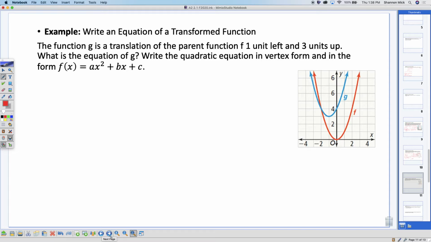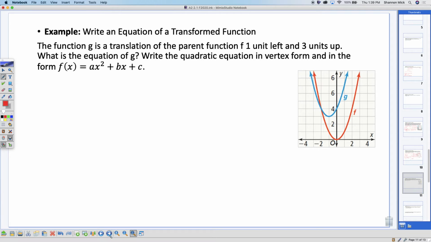Okay, this problem is kind of confusing. It took me a minute before. We have to use the graph. It says the function g is a translation of the parent function f 1 unit left and 3 units up. What is the graph of g? What is the equation of g? Write the quadratic equation in vertex form and standard form.